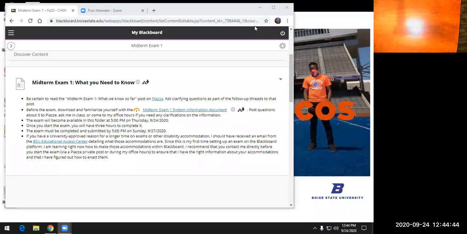Would you guys like me to pull up the system information document and we can look through parts of it together? See a couple nods. All right, give me that. All right.